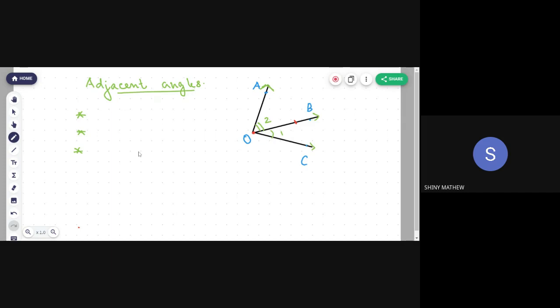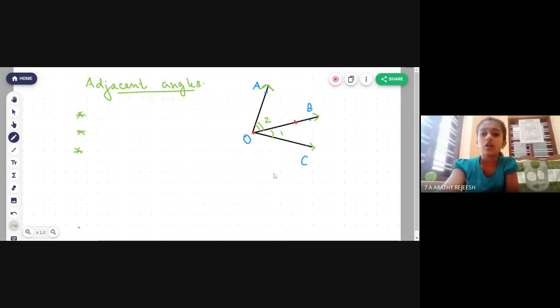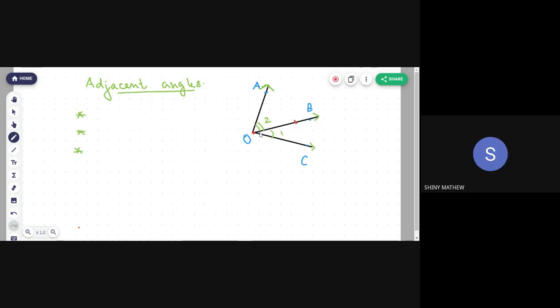Okay, which is the common arm here? B means that is a point. Arm means it should be a ray. What is the name of that ray? OB. AOB. Ray OB is the common arm. OA and OB are the arms of angle 2. OB and OA. OA and OB are arms of angle 2, and OB and OC are arms of angle 1. So we can see this OB that is common for both the angles. It's okay?